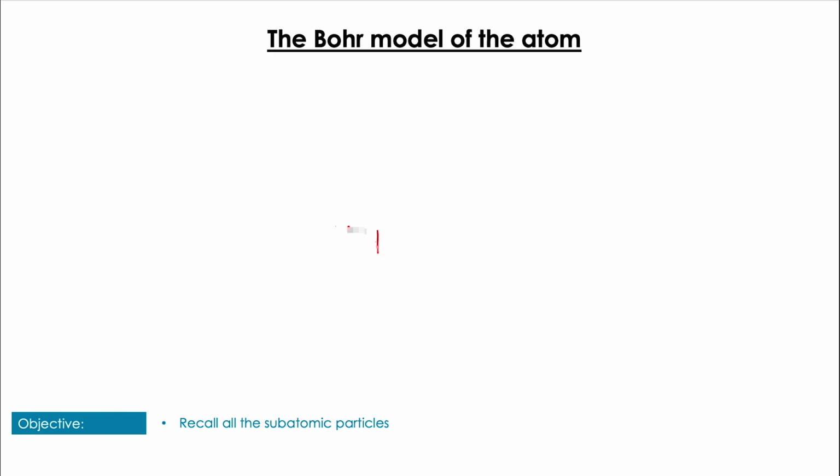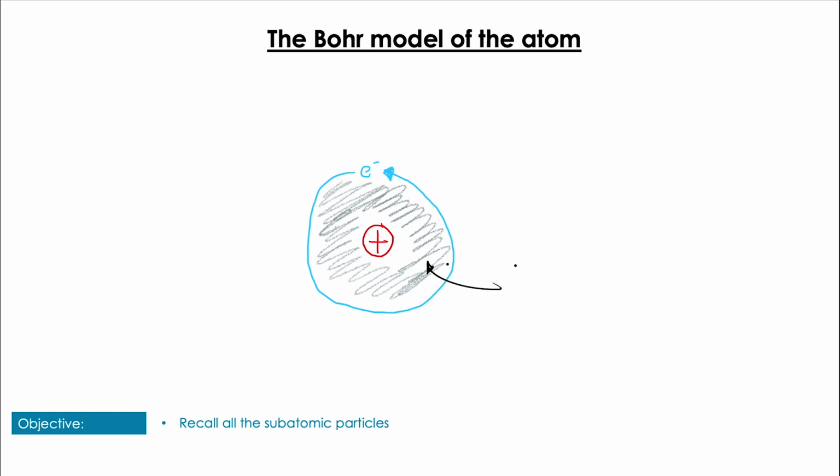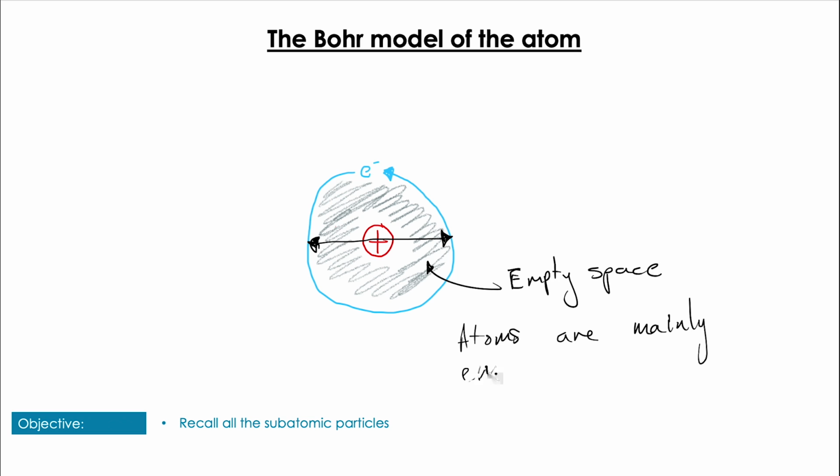So first, let's look at the structure of the atom. So we're going to use the Bohr model of the atom, which was developed at the turn of the last century, in which we have a positive center with electrons around the outside. Now, in this model, we have the vast majority of atoms, and the vast majority of matter, therefore, as empty space. So atoms are indeed mainly empty space.